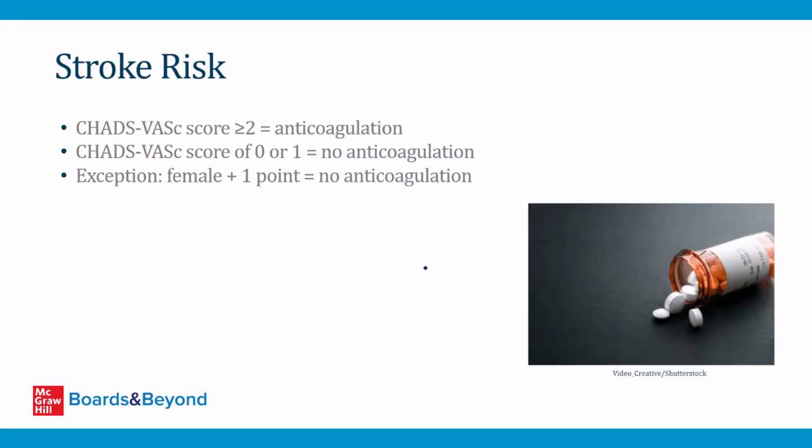So the way you use the CHA2DS2-VASc score is you total up the patient's points, and if they have equal to or greater than 2 points, then they should be on anticoagulation. If they have a score of 0 or 1, then they don't need to be on anticoagulation.